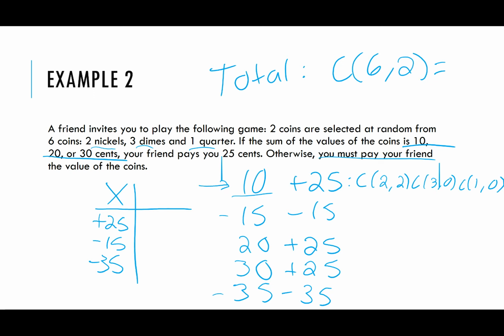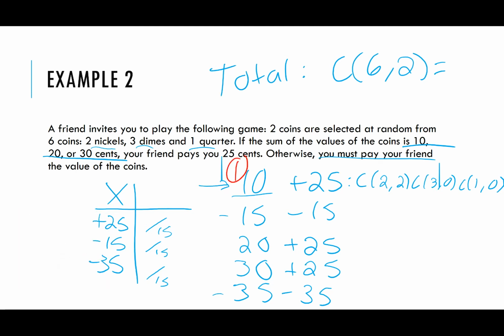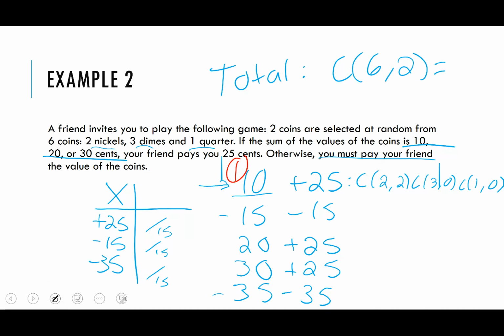We didn't get the total yet. So the total 6 choose 2 is 15. So all of these are out of 15. So there's a 1 out of 15 way of getting 10 cents. Now I have to come back to that, though. Come back to that in a second, because that 1 in 15 is combined with something else.